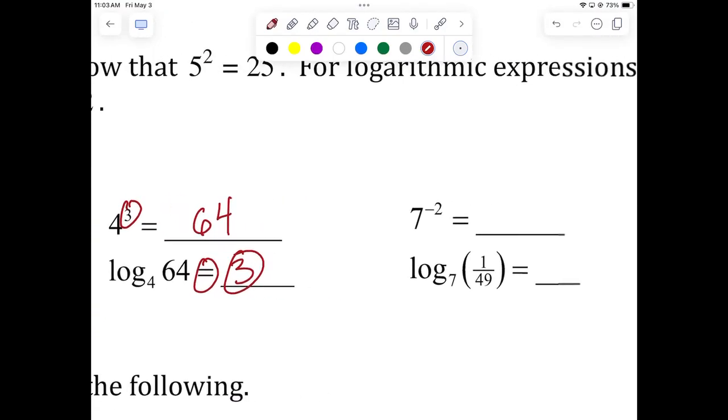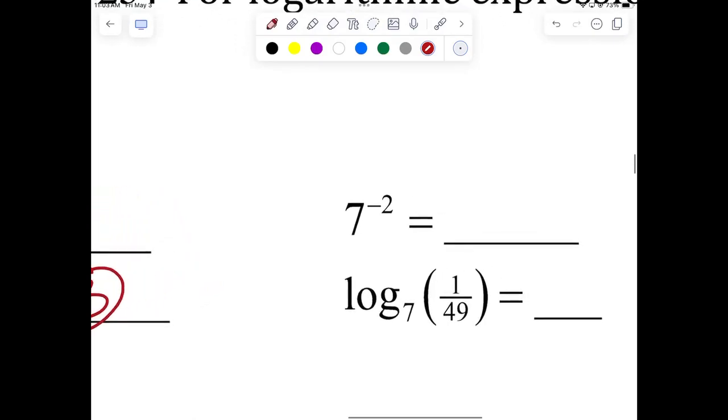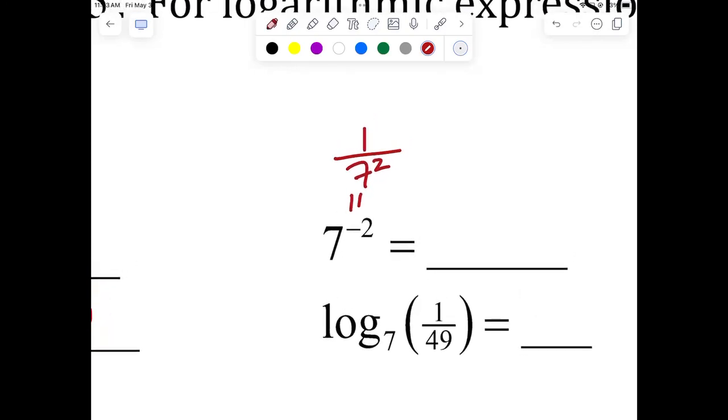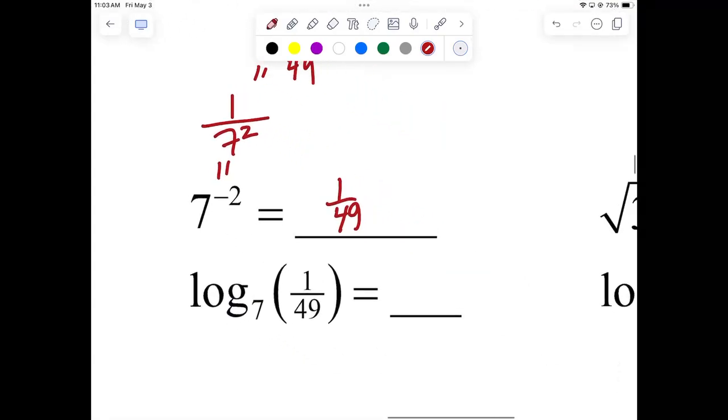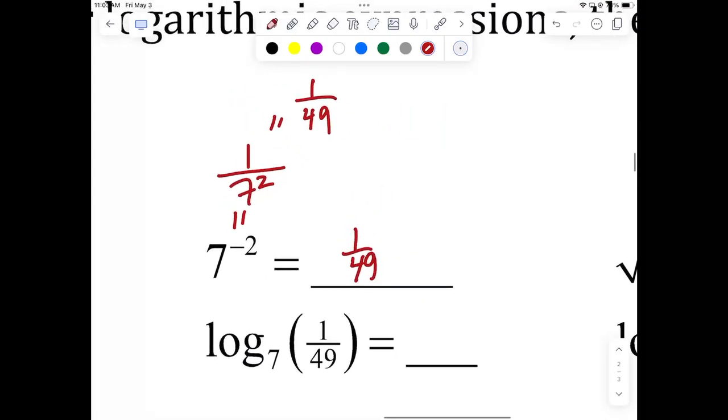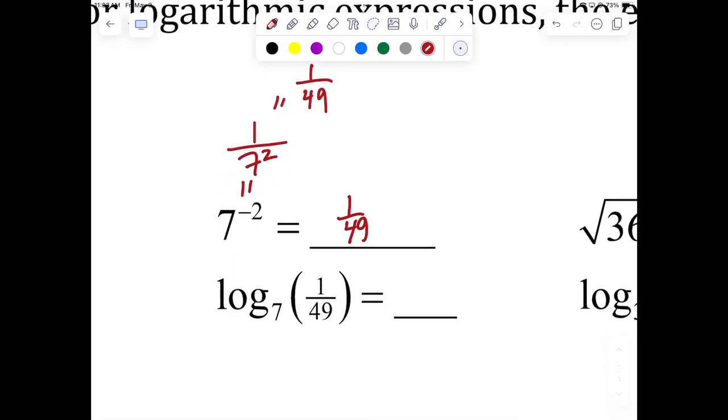Yeah, good. All right, what's 7 to the negative 2nd? Yeah, because that's 1 over 7 to the positive 2nd, right? We know how to get rid of the negative exponent. And that's the same as 1 over 49. So if I write that in log form, we say log base 7 of 1 over 49 is equal to what? Negative 2.